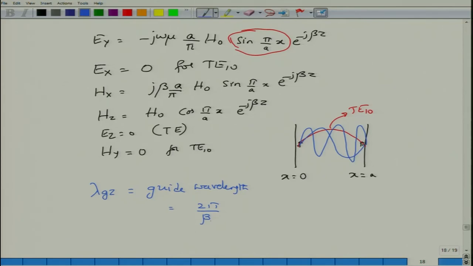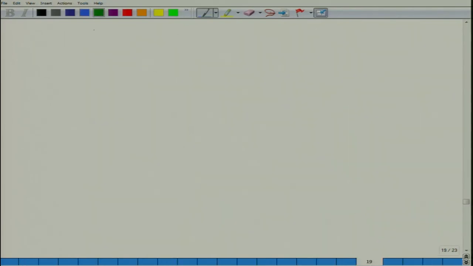But I know what beta is in terms of omega, right? So beta is given by square root of omega square mu epsilon minus omega c square mu epsilon, because I just wrote that kx square plus ky square in this fashion. I can pull this omega square mu epsilon out as a common factor. So I will have omega square root mu epsilon for beta, and inside it would be square root of 1 minus fc by f whole square. Okay. So now what is the guide wavelength? Lambda gz is equal to 2 pi divided by omega square root mu epsilon into square root of 1 minus fc by f whole square.